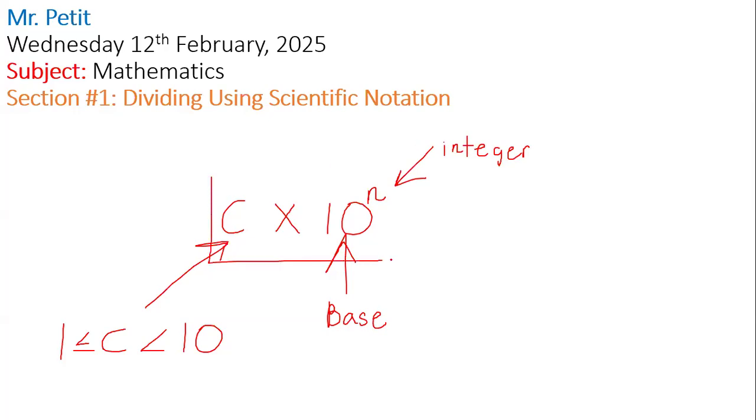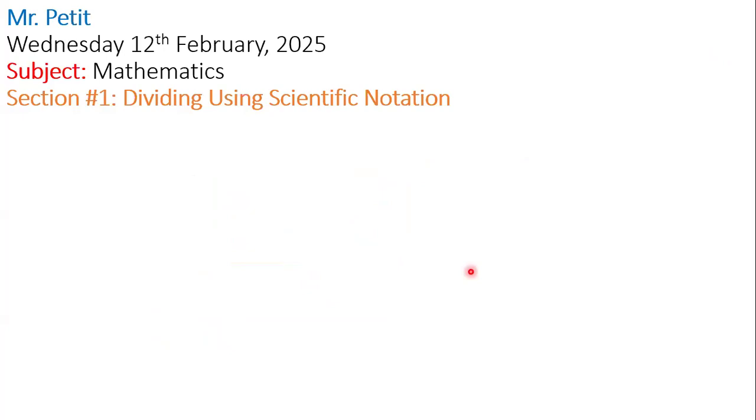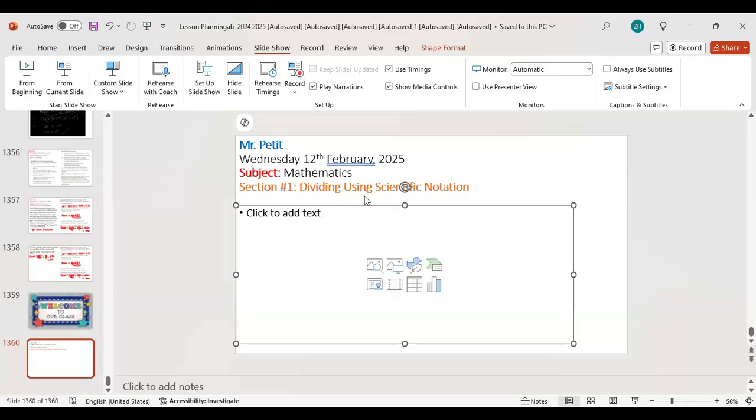When do we use scientific notation? When writing a very big number or a very small number. So let me go ahead and clear the screen. Today we're going to be looking at dividing using scientific notation, so let's go ahead and do that.